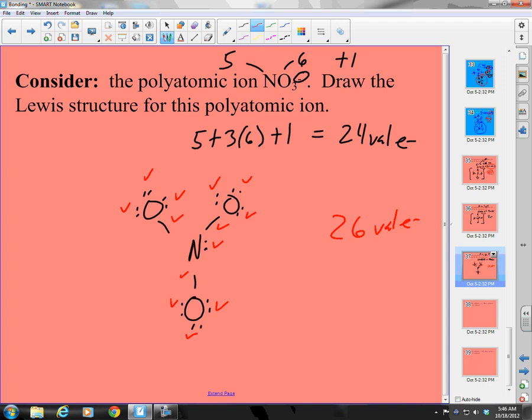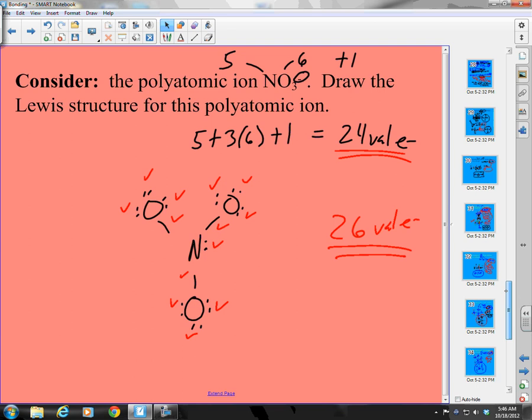Uh-oh. I have 26 valence electrons. How many can I have? 24. Egads. We have to do something differently. And what must we do? Well, let's go back and look at our notes.